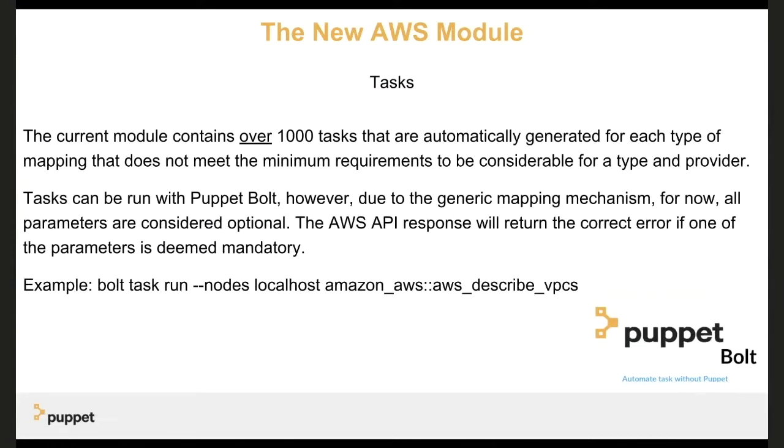So part of the advantage of the new module is that it is far greater than the legacy one. The legacy module had 6 handcrafted tasks. By generation, for the new module, we now have over 1,000, which greatly increases your access and ability to use the AWS resources. They run on top of Puppet Bolt, and you can see an example at the bottom, quite succinct.